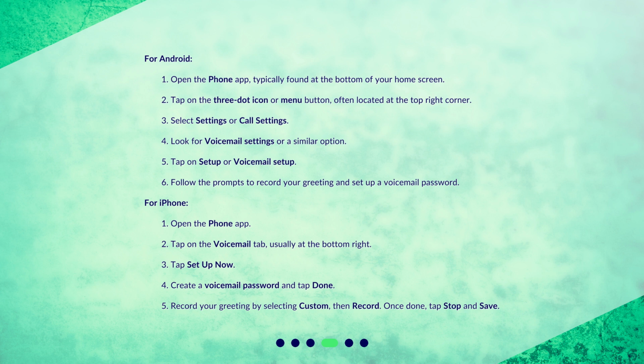For iPhone: 1. Open the phone app. 2. Tap on the Voicemail tab, usually at the bottom right. 3. Tap Setup Now. 4. Create a voicemail password and tap Done. 5. Record your greeting by selecting Custom, then Record. Once done, tap Stop and save.